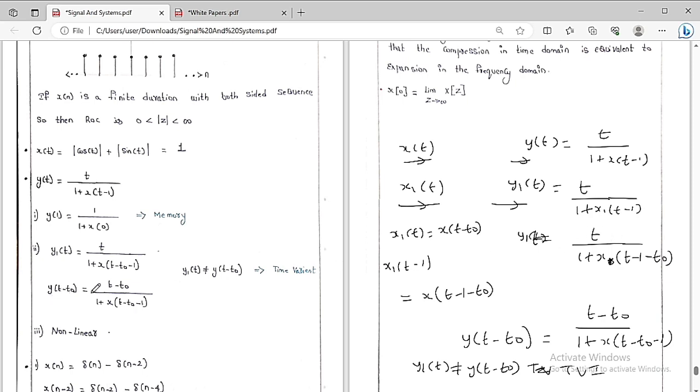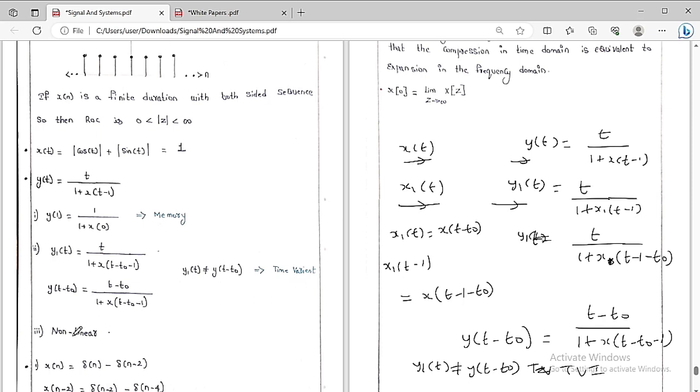And what is y(t minus t naught)? It is t minus t naught by 1 plus x(t minus t naught minus 1). So both are not the same. Definitely the given system is time varying. The y1(t) is this expression, and y(t minus t naught) is that expression. Both are not the same, so this is a time varying system.